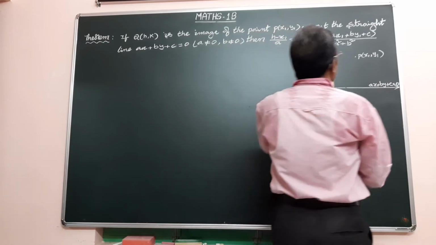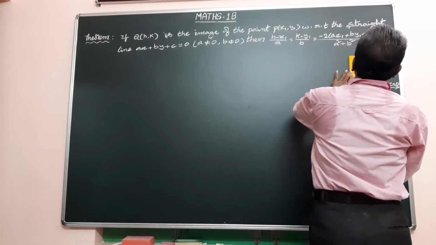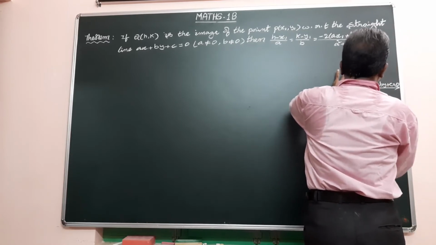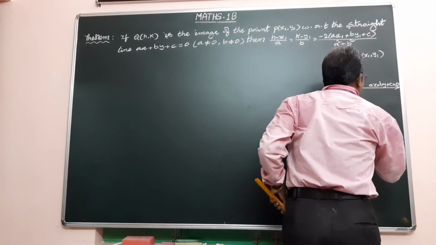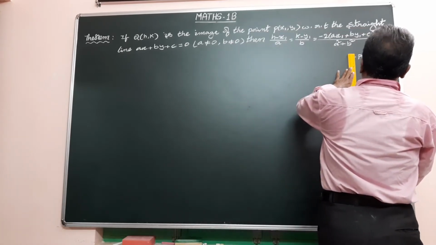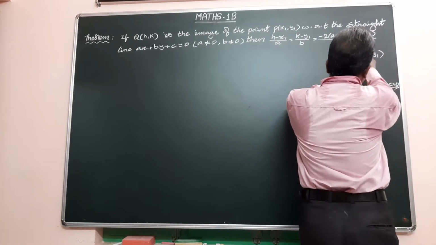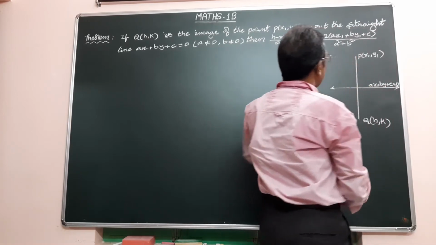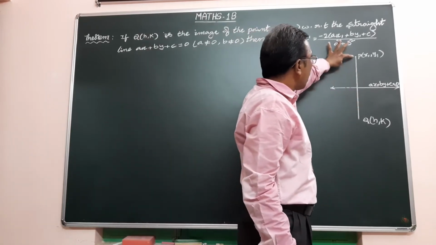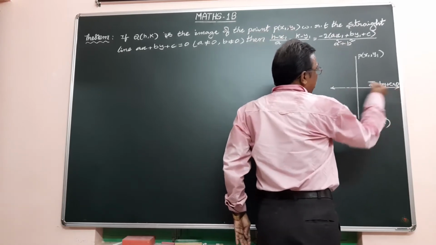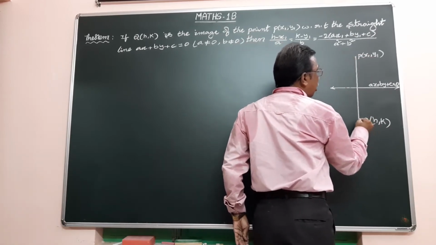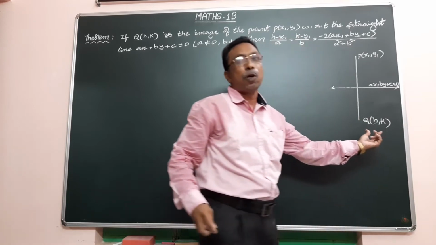Now observe this one. This is Q of h comma k, this is the image point. Now we draw this one. Join these 2 points. Now observe this one. This is the line equation. This is P of x1 y1. This one is Q, Q of h comma k. This is the image point.